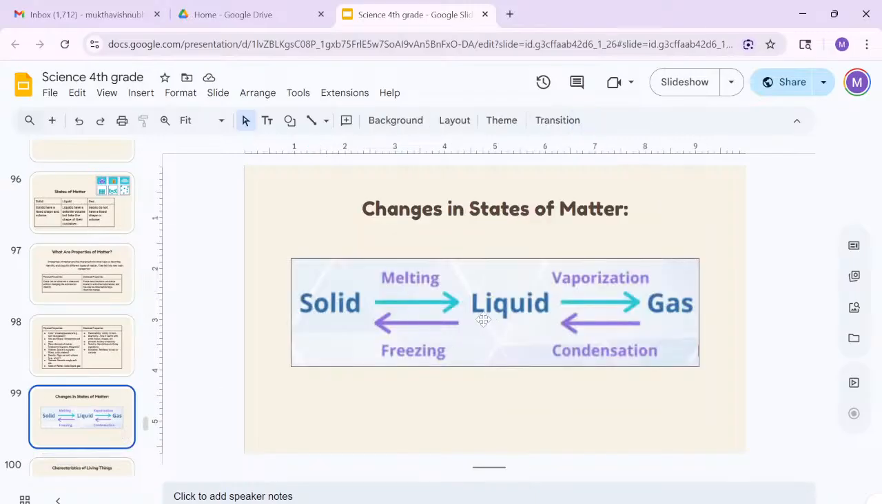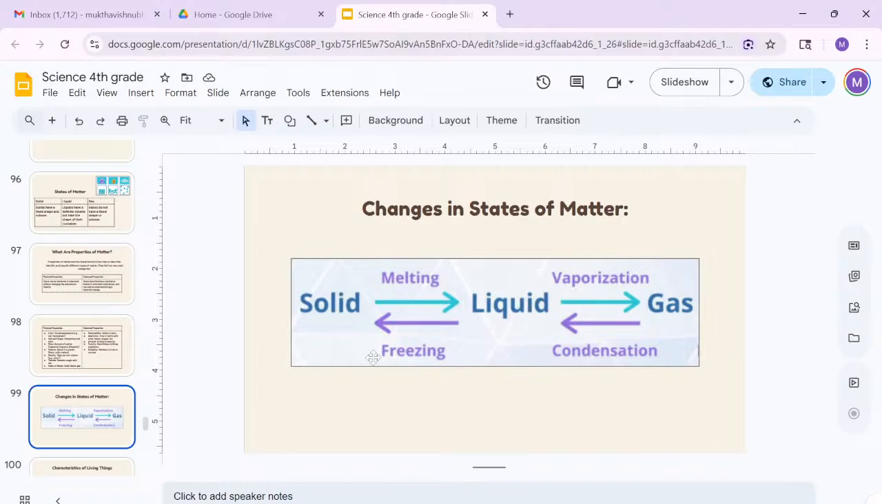So from solid to liquid, you melt, and from liquid to gas, you vaporize. These are the changes in states of matter. And then from gas to liquid, you condense, condensation. That's how it goes from gas to liquid.